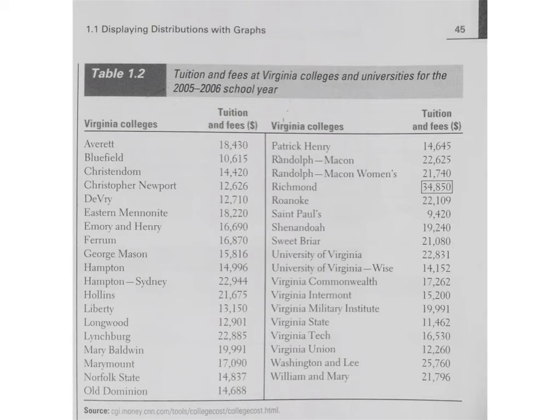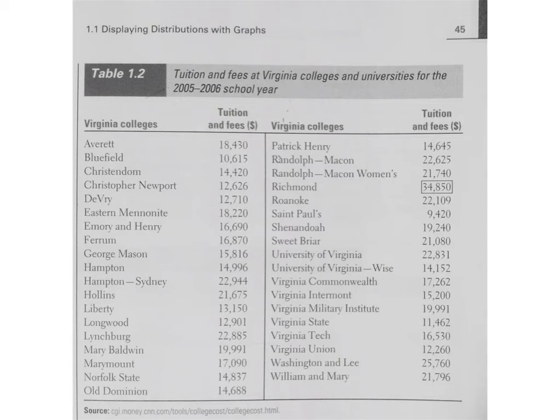This table, which is on page 45 of your textbook, shows the tuition and fees at Virginia colleges and universities for the 2005-2006 school year, so a while ago. What this table doesn't include are the 23 two-year community colleges that each charge $2,135 a year, as was mentioned in the reading that you just did in example 1.5. So be aware of that. They weren't going to list the 23 community colleges that all have those same values, but those are going to show up in our stem plots.